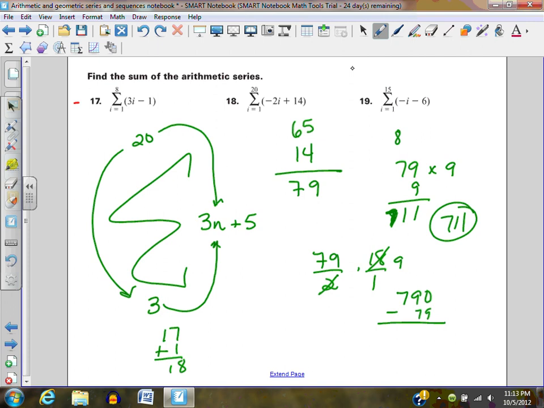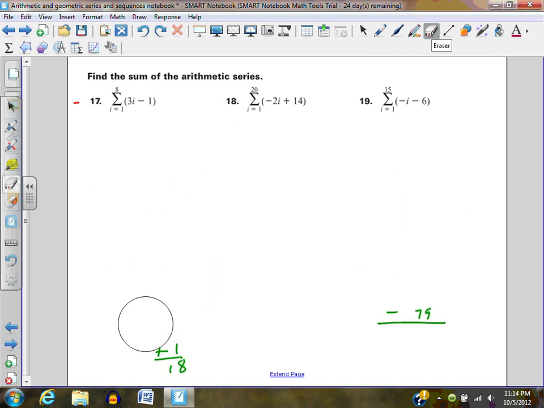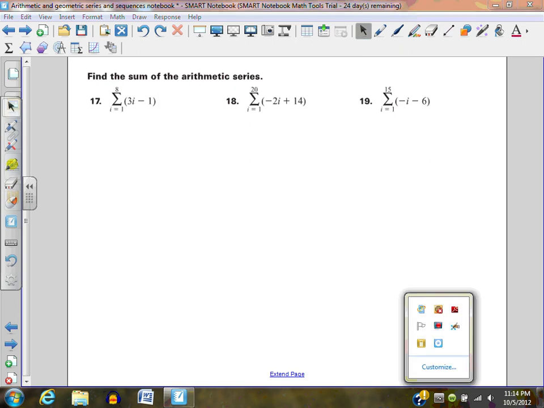I find sigma by taking the bottom, top, putting it in, divide by 2, and multiply it by how many terms there are. Now we're going to do lots of these practices in class, and I hope you took notes or at least tried to work along with me, and then you'll do rather well. Take care.